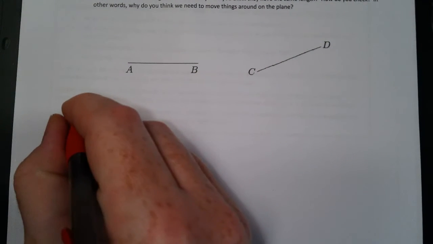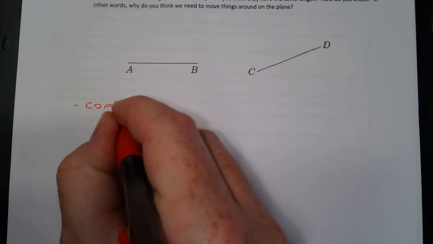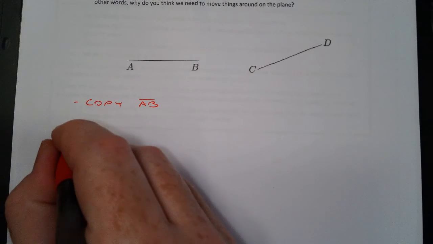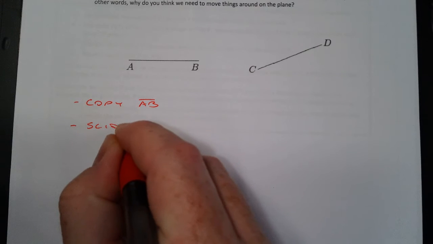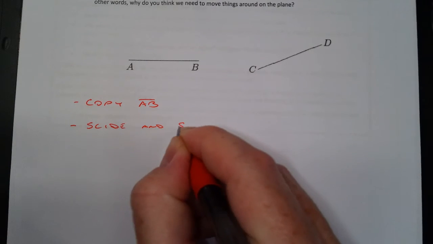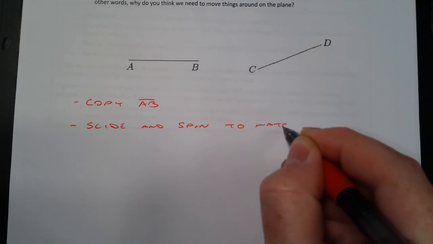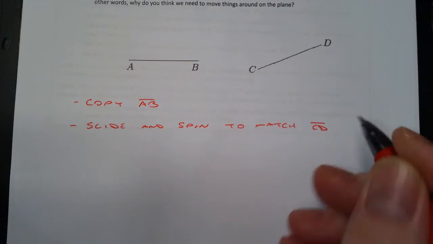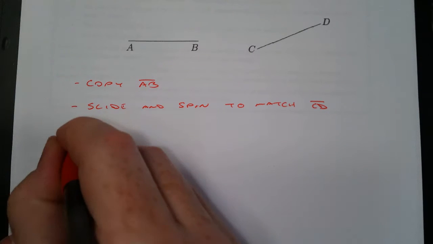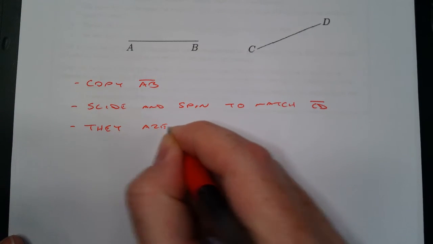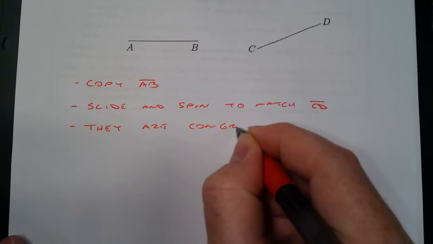So what we do is we copy AB onto another piece of paper or a transparency. We slide and spin to match CD. And then our conclusion is when they line up perfectly, they are congruent.